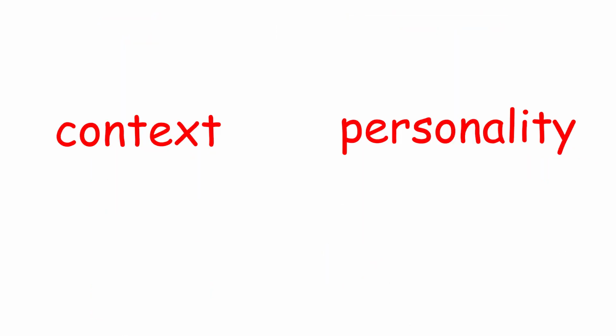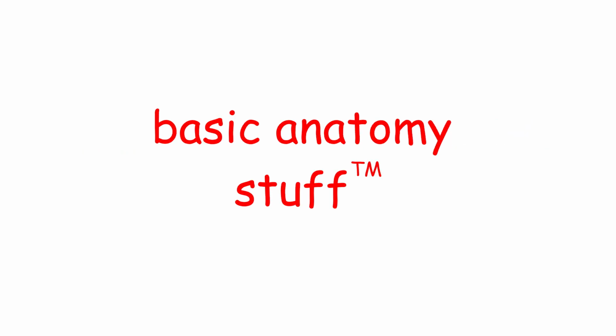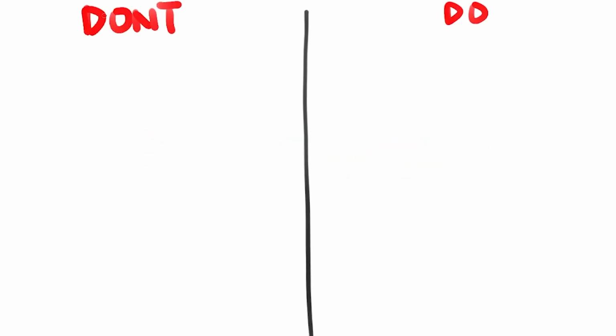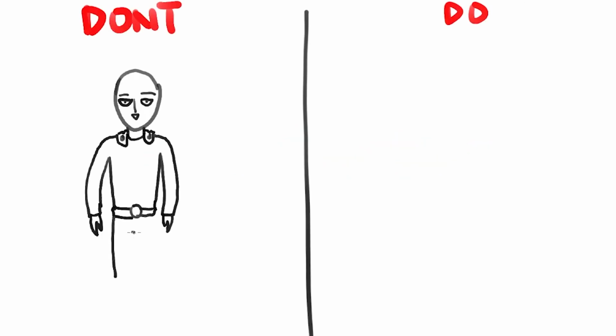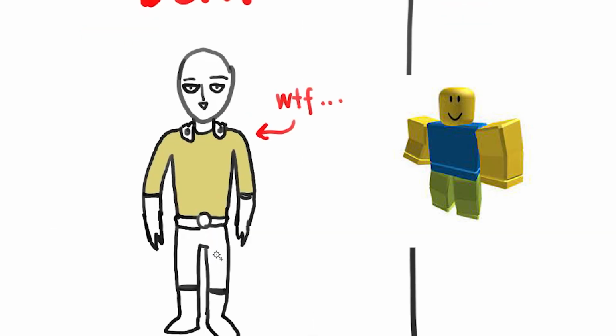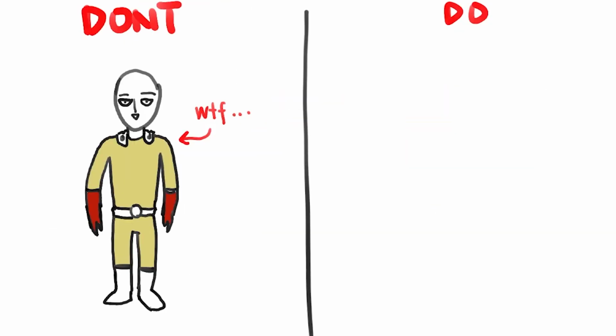Now that you know the context and personality of your character, let's now learn the basic anatomy stuff. First, line of action, or how I'd like to call the scoliosis line. So this is how some of y'all be drawing bodies. It's literally just a straight line. Bro, why is your character standing like a Roblox character? How pathetic can your character be at this point?